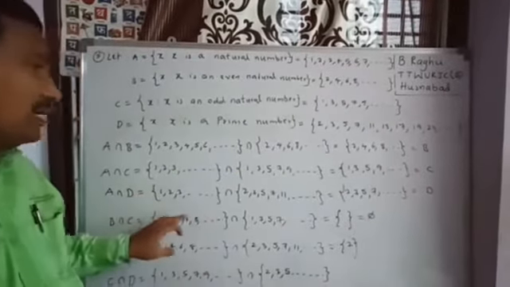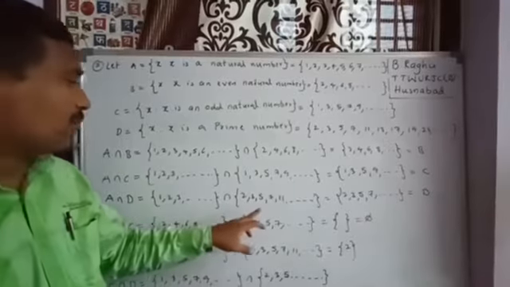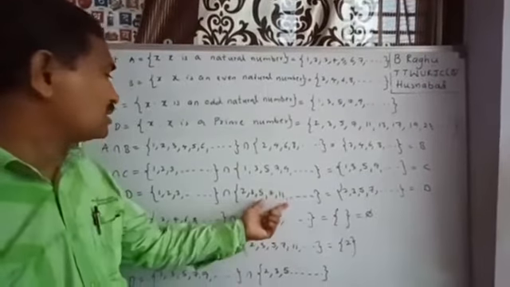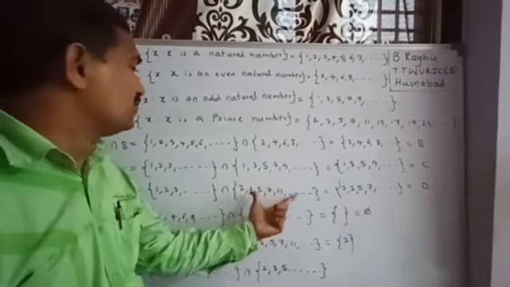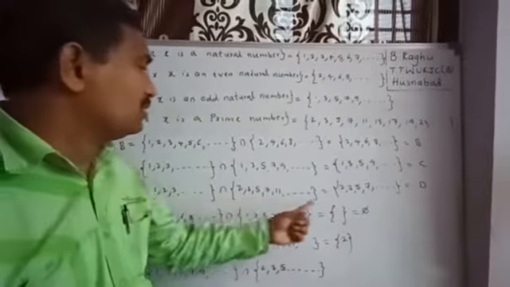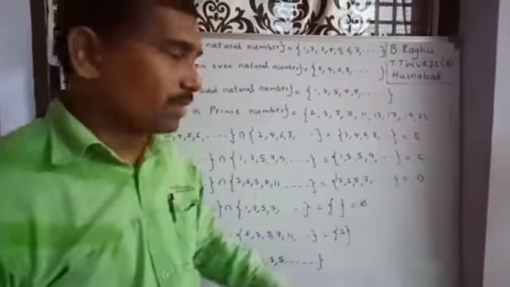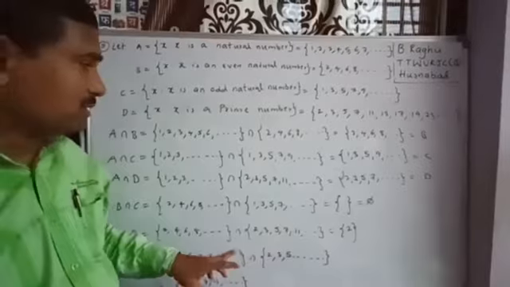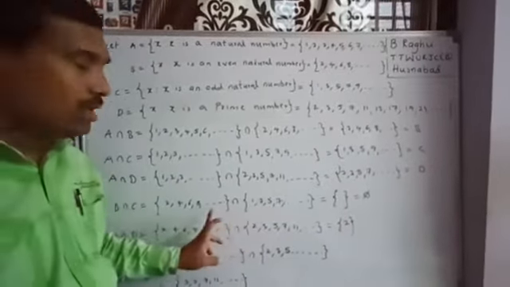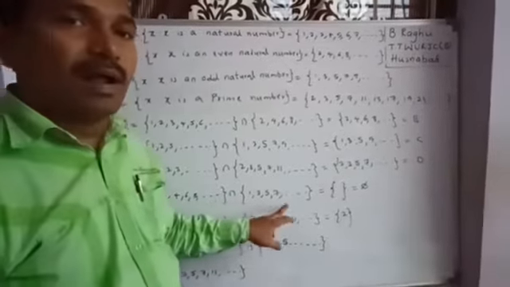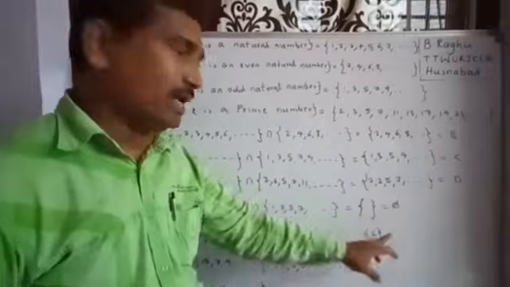Now A intersection D. A is the set of natural numbers. D is the prime numbers. All the prime numbers are in natural numbers. So all the elements of this set are in A. So these are the common elements. Here A intersection D equals D, the set of prime numbers. Here B intersection C. Even numbers, odd numbers. There is no common element of even numbers and odd numbers. No element is there, so that is the empty set.